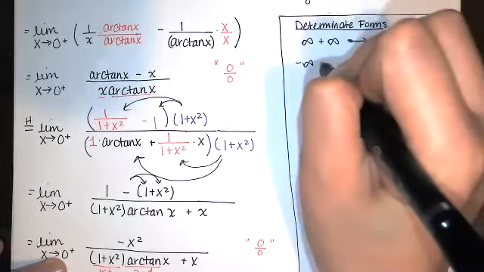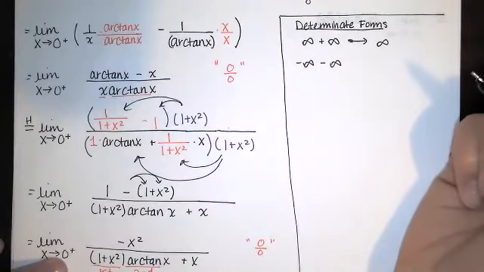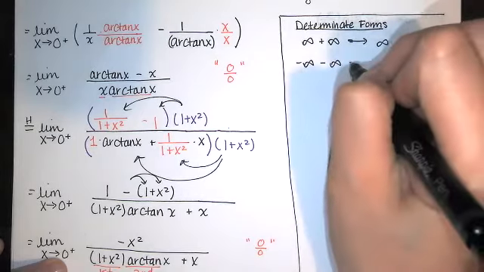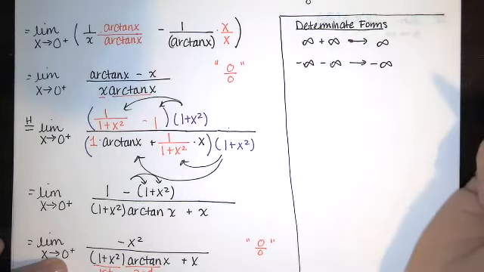If you have a negative infinity and you're subtracting infinity, that's a large negative number minus a large number. It's still going to be a large negative number. You get negative infinity.